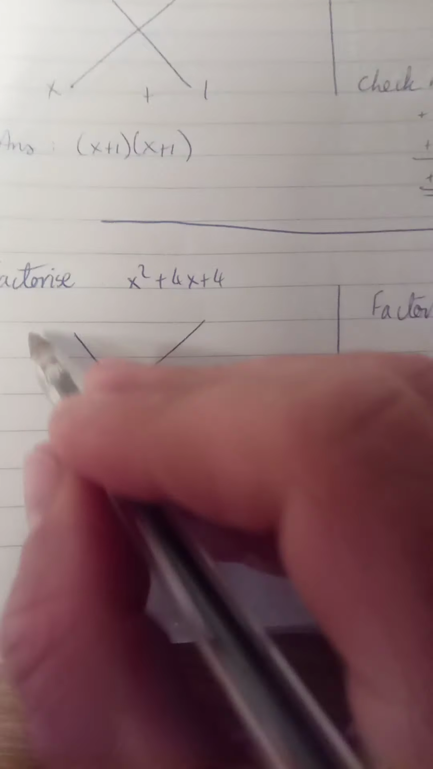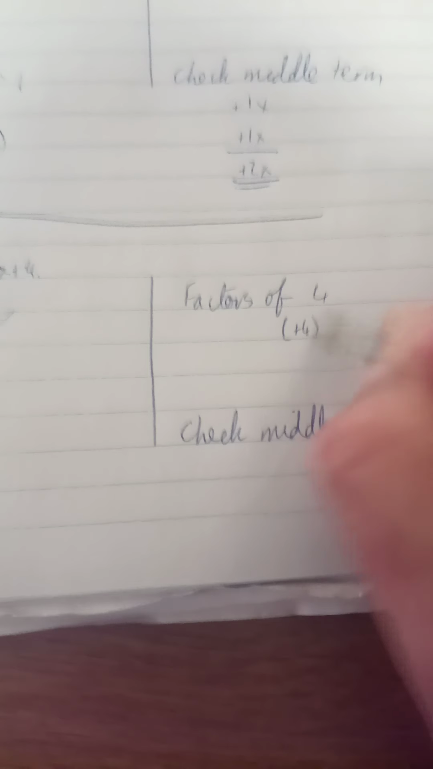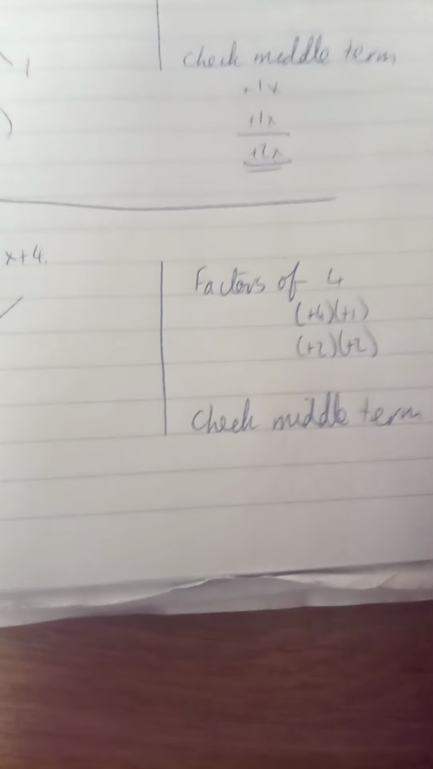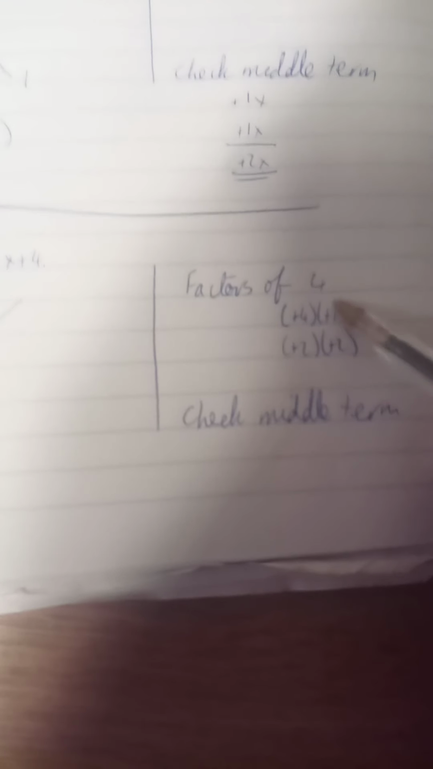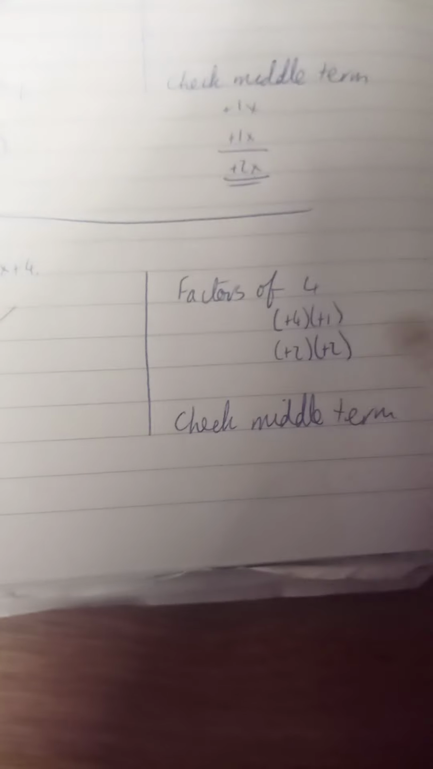Third example. So it's the big X method. We know the factors of x squared are x by x. And now we need to write down the factors of 4. So the factors of 4 are plus 4 by plus 1 or plus 2 by plus 2. What we need to do is, by trial and error, see which pair of factors will give me the middle term. So I'm going to try the plus 4 by plus 1.